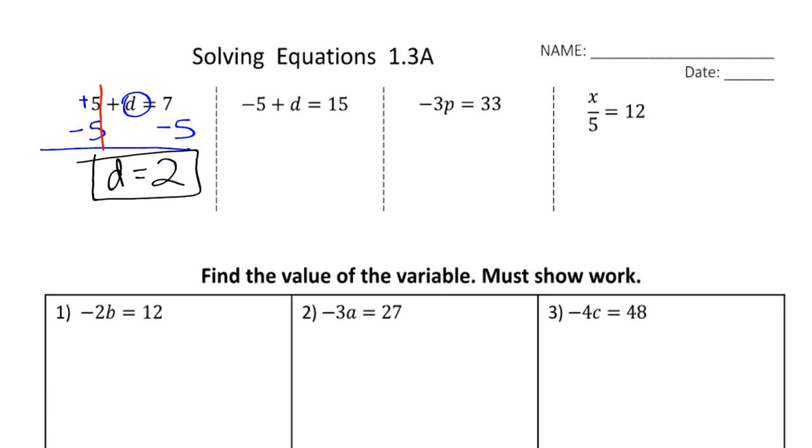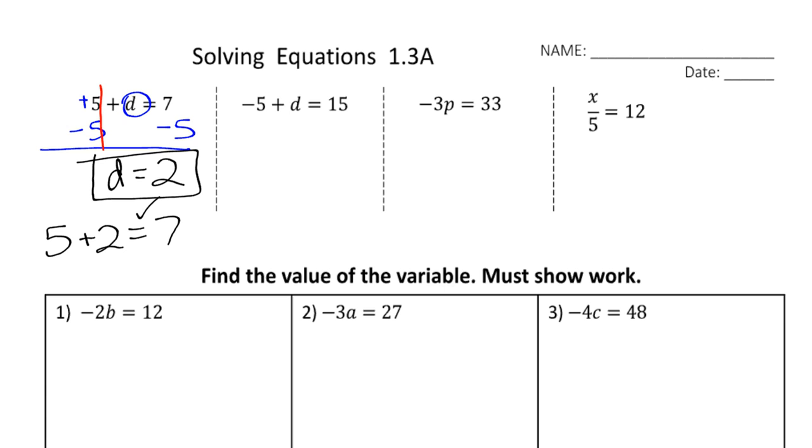Then we can verify that answer. If we substitute 2 back into the equation, so does 5 plus 2 equal 7? Yes, it does. Okay? And that's all it is. So take a variable, get it by itself.